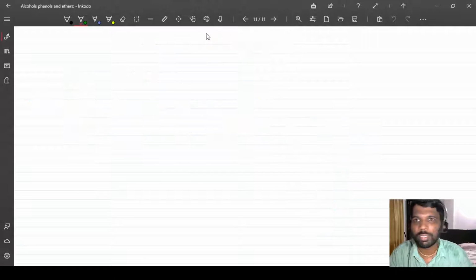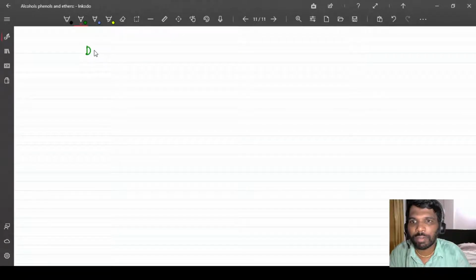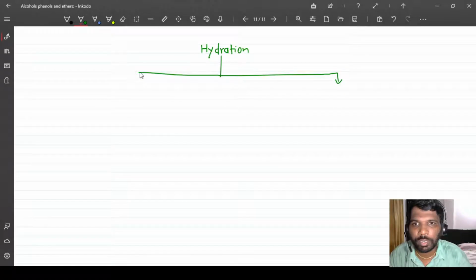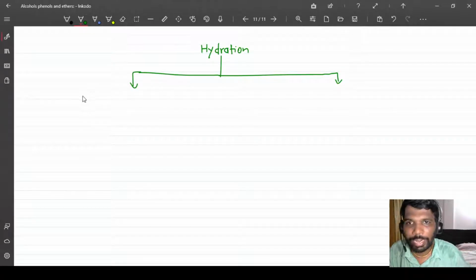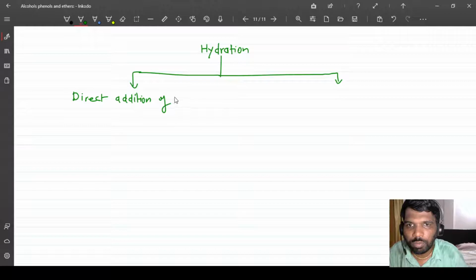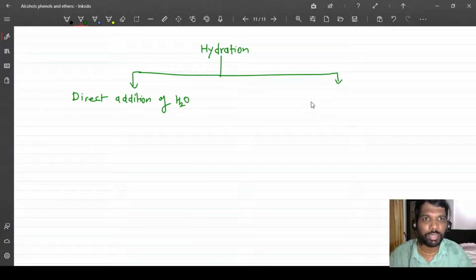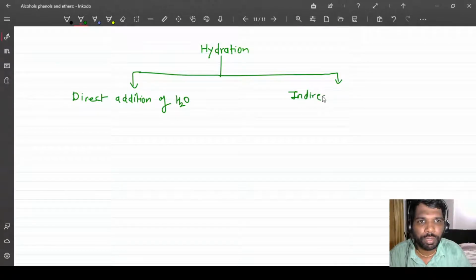So we'll go to the next slide. One is direct hydration, the direct addition of water, or a direct addition of H2O, and the other method is indirect addition of H2O.